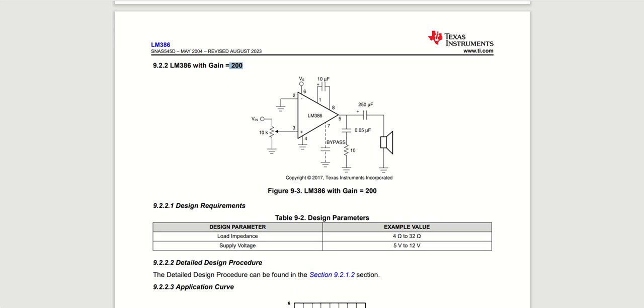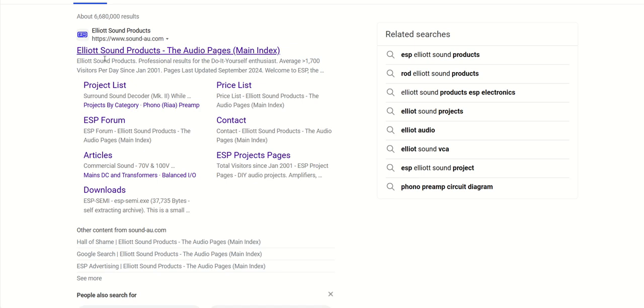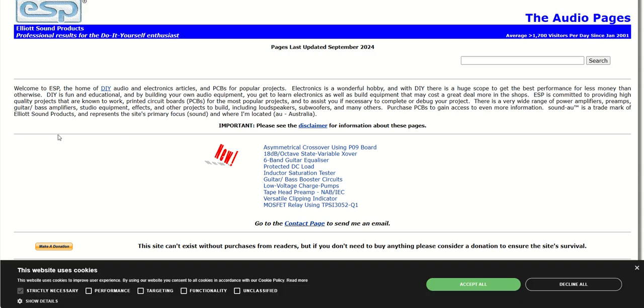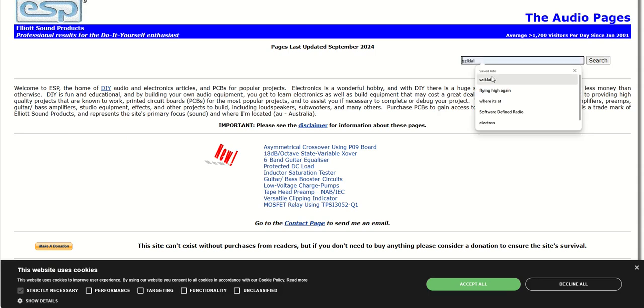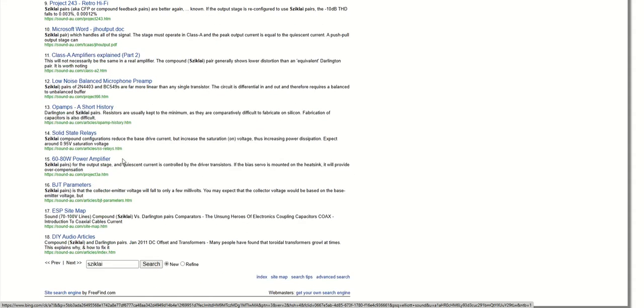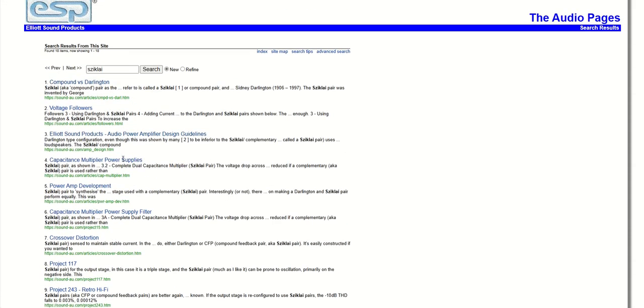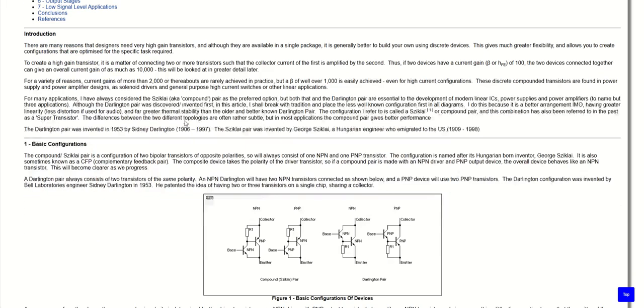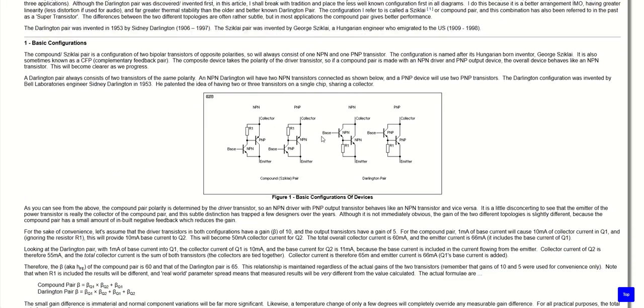So talking about the PNP Sziklai pair, I wanted to show you a resource that helped me. There's a website called Elliott Sound Products, and I've been getting into them a lot lately because they have tons of stuff. And in the search bar, let's just put Sziklai and see how many. So this is how many articles they have that have the term Sziklai pair in them. And the first one is compound versus Darlington. So this article is going to go over the difference between a Darlington and a compound pair.